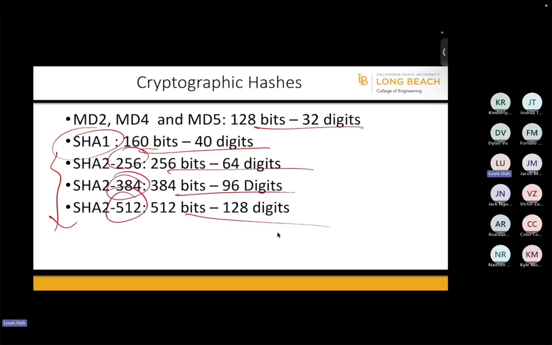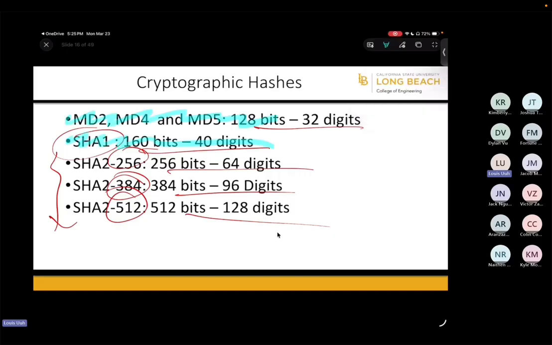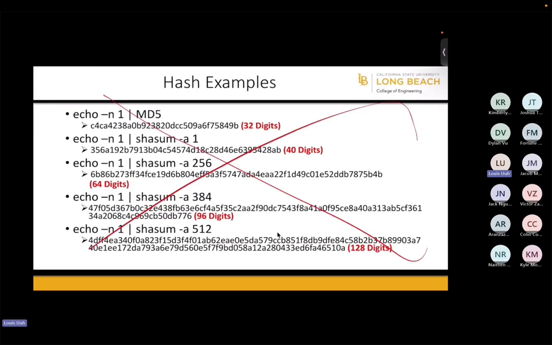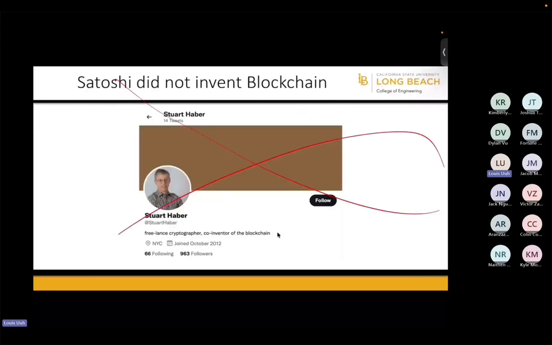We also talked about SHA-1 being deprecated, and so is anything with MD. So MD2, MD4, MD5, all of those are deprecated. We no longer use those. Again, I don't expect you to know this or memorize any of it. No history.